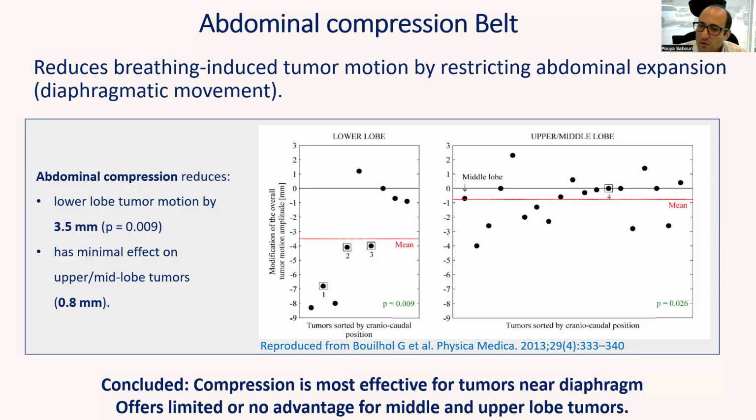So one of the conclusions that they reported here was abdominal compression is not a one-size-fits-all solution. Its effectiveness depends on where the tumor is. And so as a result, care must be taken to assess whether its use provides meaningful motion reduction for a given patient.